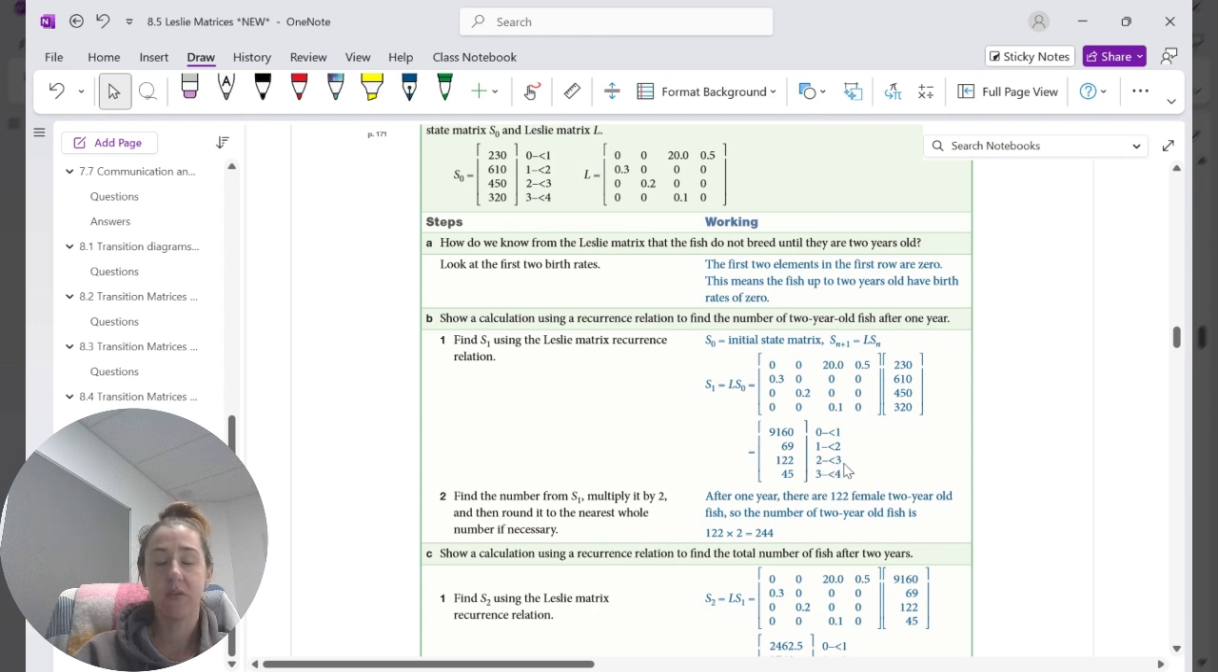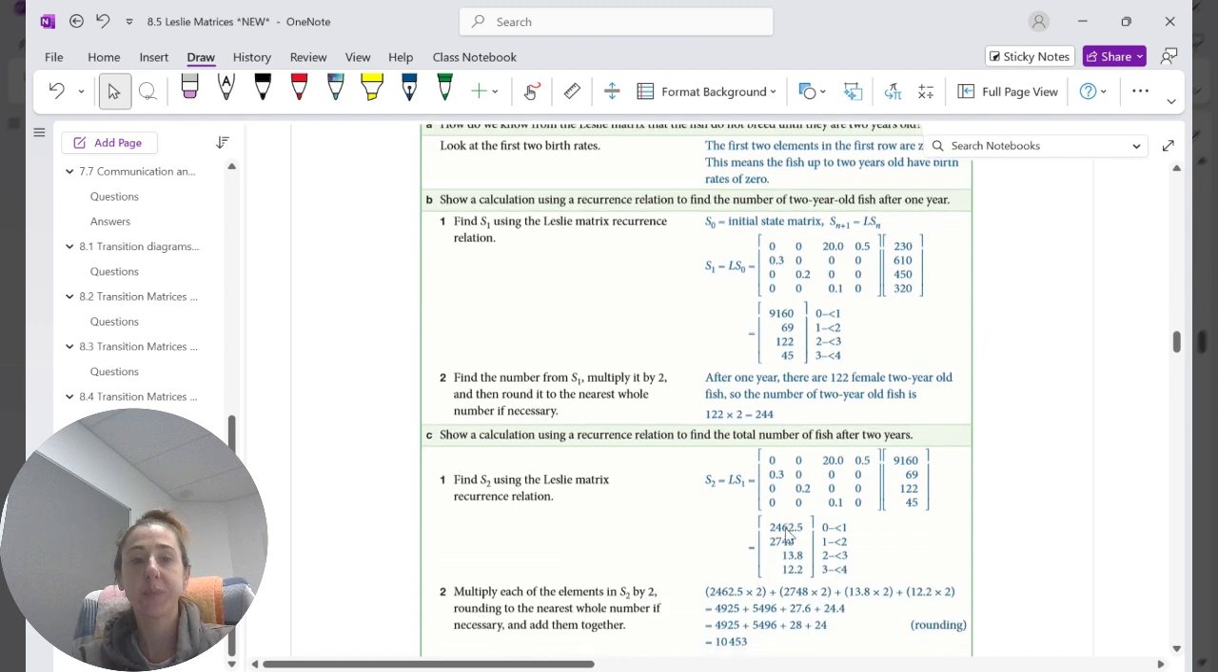So that's 2 to less than 3, so they would be 2 years old. So it's 122. But remember, it just wants the number of 2-year-old fish. Now, it's 122 female fish, but it just wants fish overall, so we have to double it to represent the male population as well, meaning there'll be 244. So again, really read your question, because that is tricky. It just says number of 2-year-old fish. This would be the number of female 2-year-old fish.